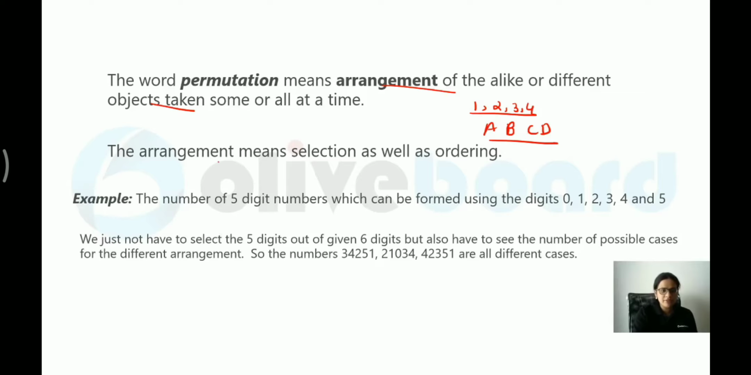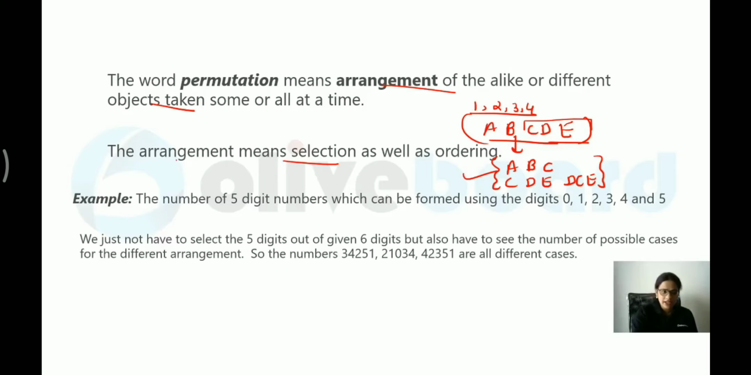The arrangement means selection as well as ordering. Selection means, for example, suppose I give you A, B, C, D, E, and I tell you that you have to order any three letters out of these five. So out of these five, I have to arrange any three. A, B, C, yes, this can be one arrangement. I can take C, D, E also. I can write this as D, C, E also. So all these are different arrangements which are made out of three letters taken from five. Total 5 are there, I'm going to take 3 and then I'm ordering them.